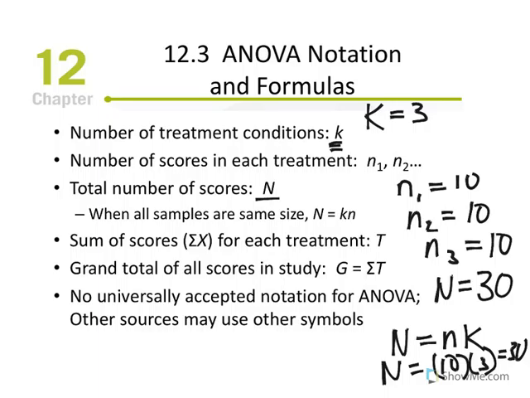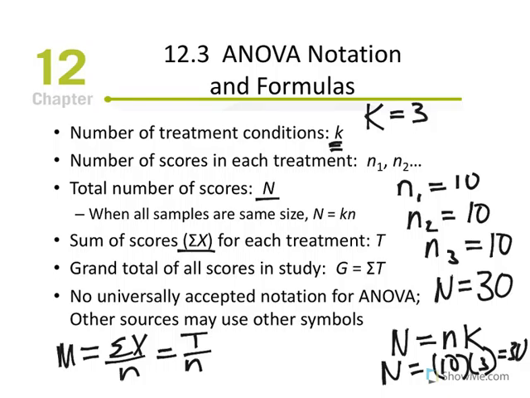As we learned in chapter 3, when we calculated the mean of a sample, we took the sum of x over n. For analysis of variance, we're replacing the sum of x with T. So if we're calculating the mean, we could simplify it and say it's T over n. Again, T is representative of the sum of scores for each treatment condition.